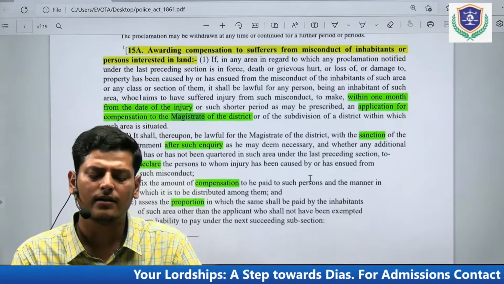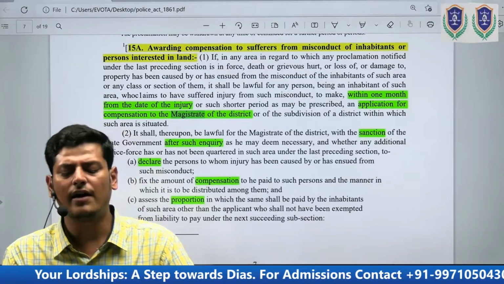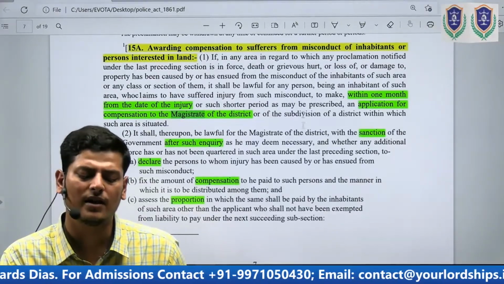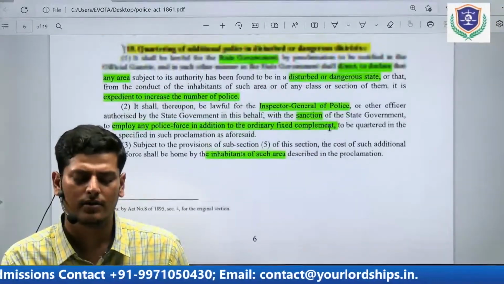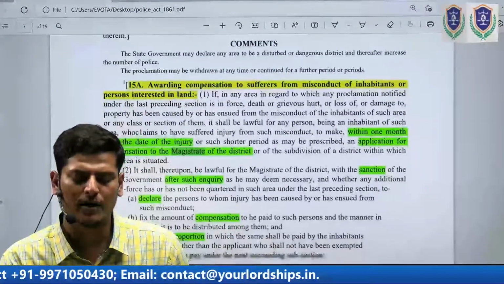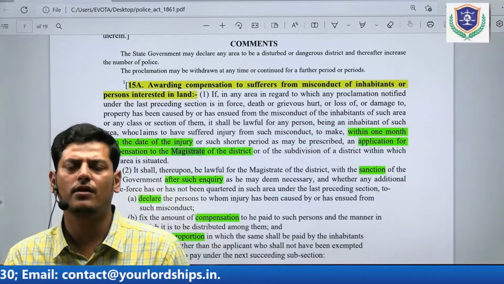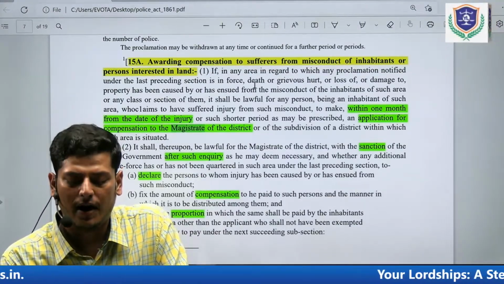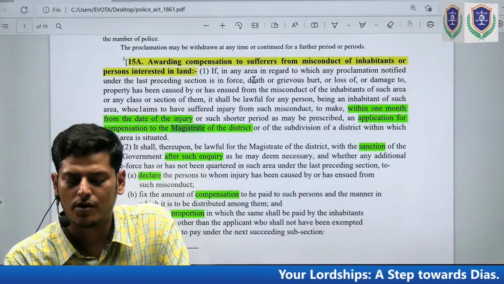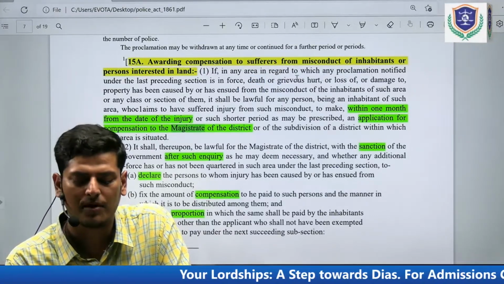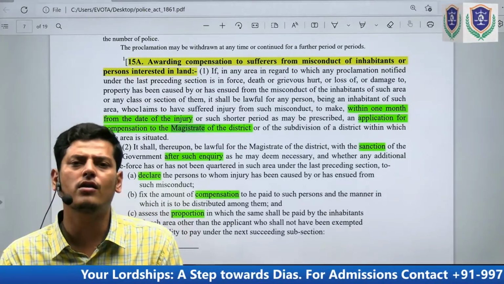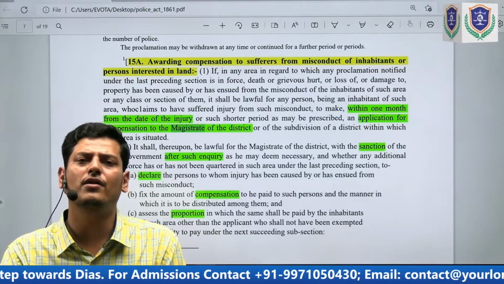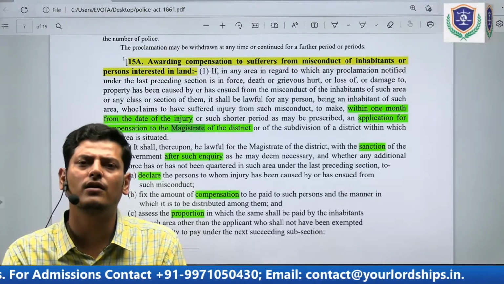It was stated in this section that if in any area in regard to which any proclamation has been notified under the last section, Section 15, which I told you about, the state government can proclaim here. So this section follows from that. In any area in respect of which a proclamation has been made, any person has suffered death, grievous hurt, or loss or damage to the property caused by the inhabitants of that area. Any person has suffered what? Either a death, or grievous hurt, or a loss of property.